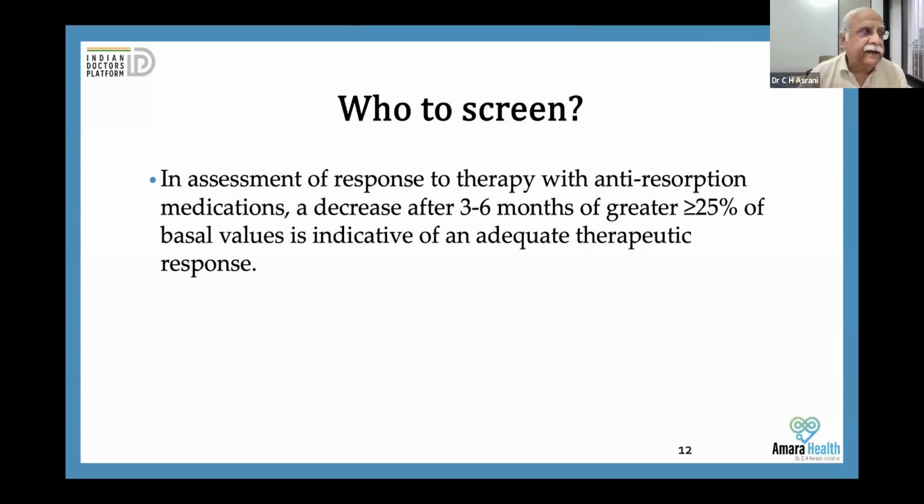is indicative of an adequate therapeutic response. So suppose you started at 600 and after 6 months, you are getting 410. That is an acceptable response that should make you happy. This specificity, this accuracy of results, you will not get by doing T-score alone every 6 months.